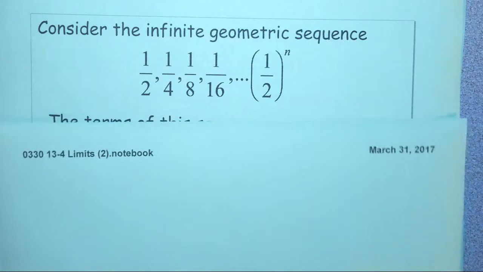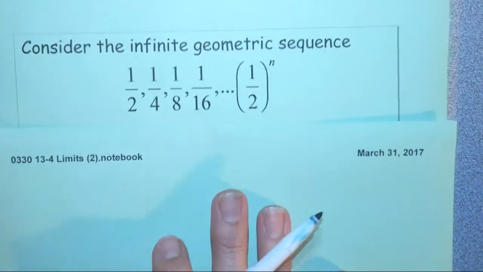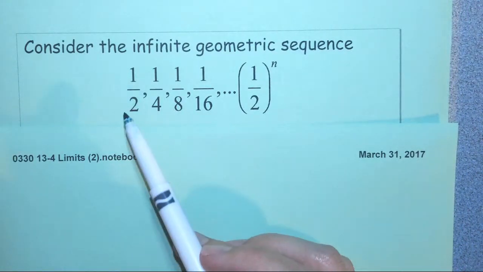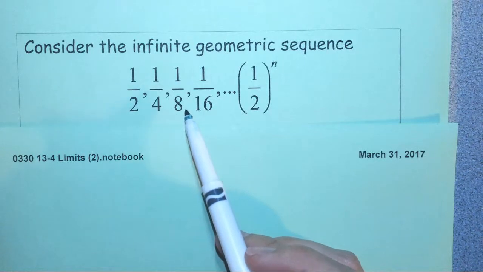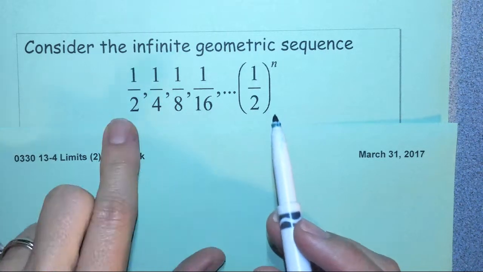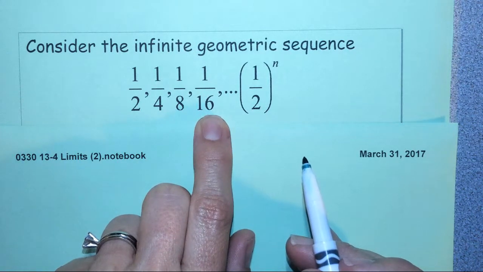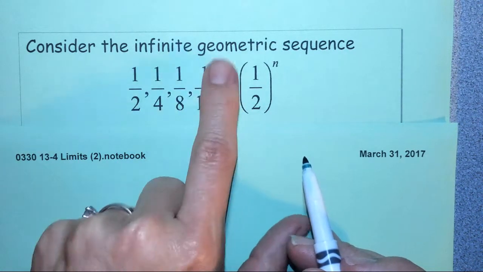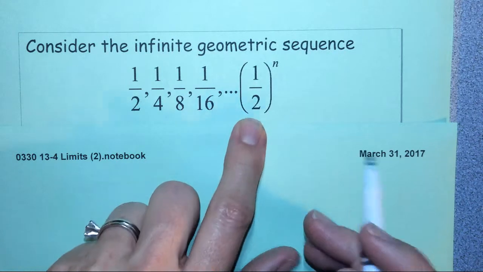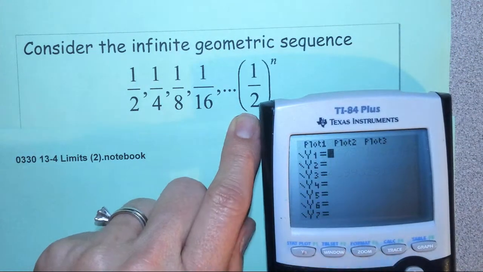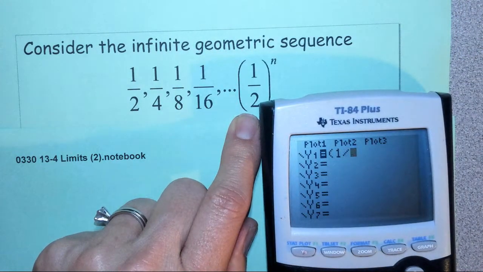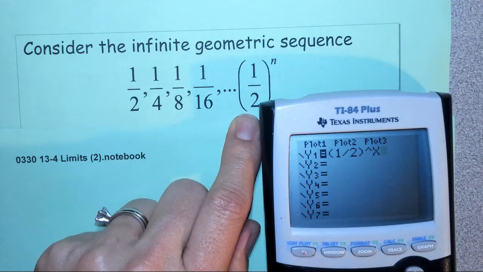So in class, we first started off with something like this. And I said, okay, let's see if we can find a pattern. 1/2, 1/4, 1/8, 1/16. You'll notice that each one of these denominators is getting multiplied by 2. So the next one would be 1 over 32, 1 over 64, or we could just write it as a function as 1/2 raised to the x power.